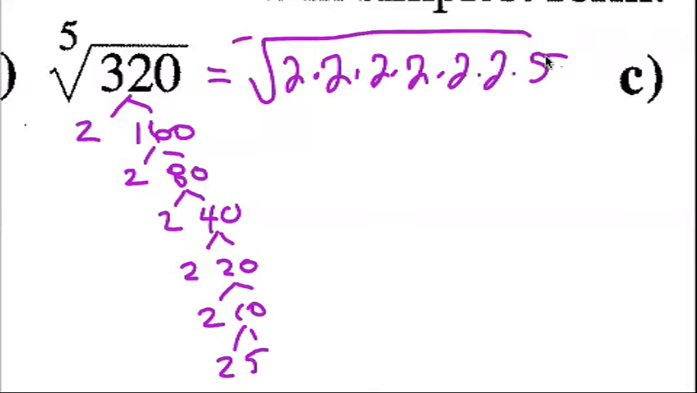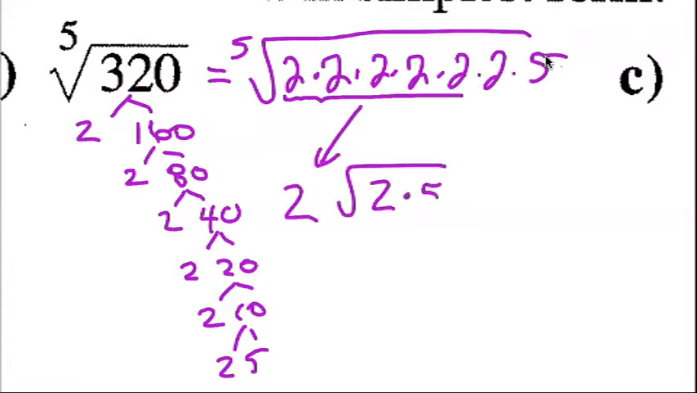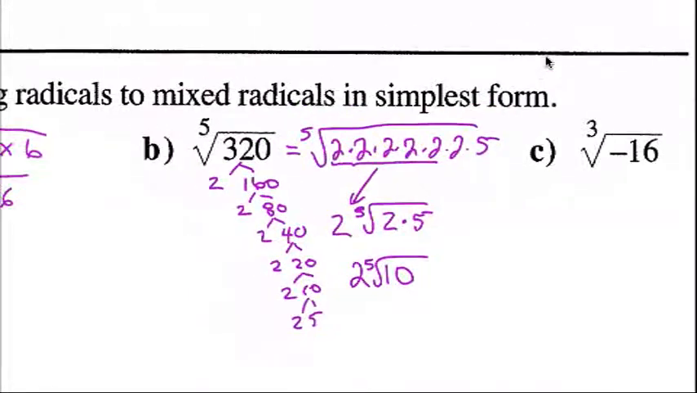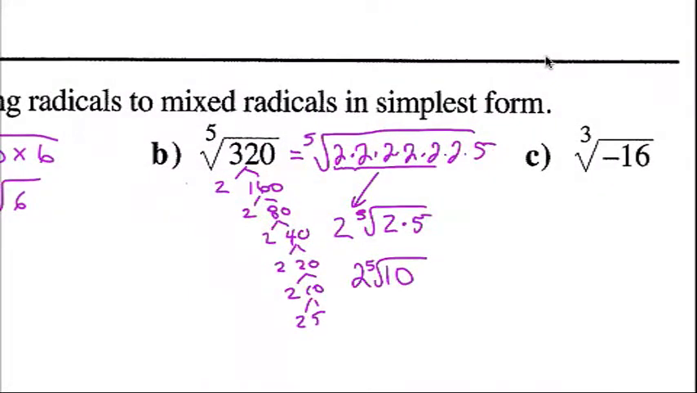This is fifth root. Now, because it's fifth root, though, I look for groups of 5. 1, 2, 3, 4, 5. There's my group of 5. That's going to give me a 2 outside my radical. There's no other groups of 5. I'm left with my 2 times 5 inside. Don't forget it's fifth root. So this is 2 fifth root 2 times 5, 10. Okay.